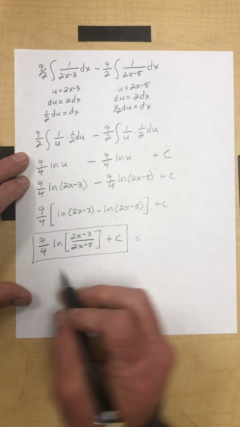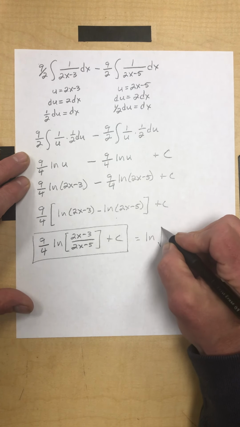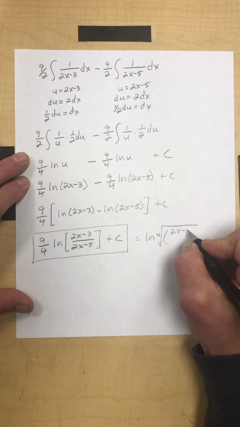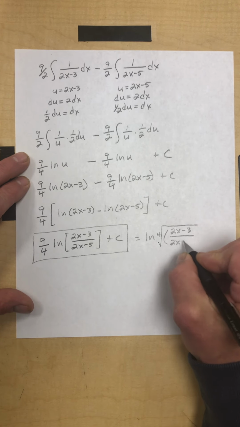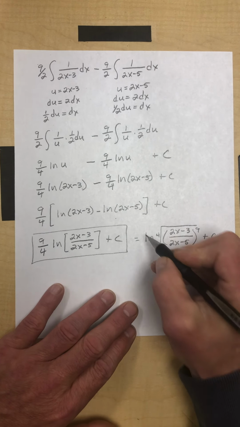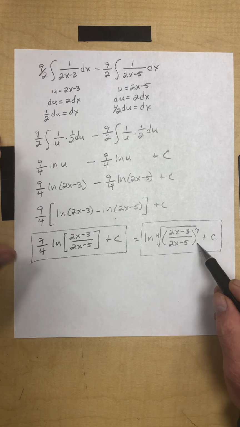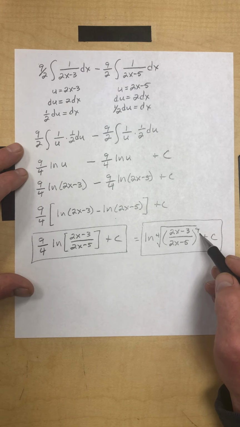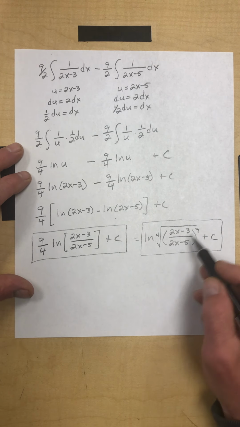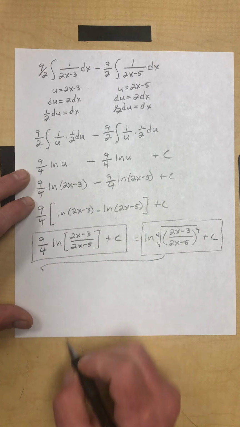You want to play around with it a little bit and see what we could do with it. So I could bring this 9/4 back as an exponent, so that would be the natural log of the 4th root of 2x minus 3 over 2x minus 5, to the 9th power, plus c. Okay, I suppose that's another method. Maybe we could leave it that way. I don't like this as much because it's not in simplest radical form, because notice that the exponent in the radicand is greater than the index number. So if I'm going to go this route, certainly I've got to go to simplest radical form. So let's see what we would get.